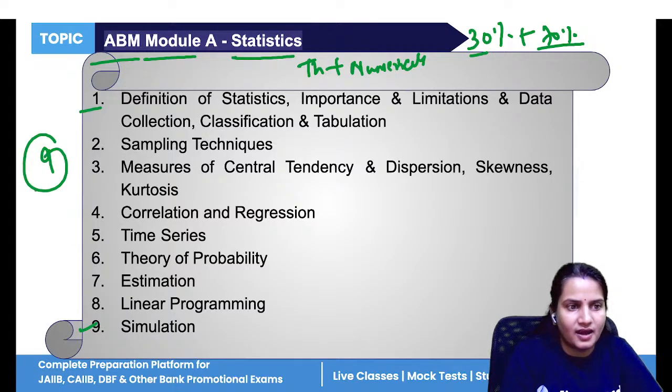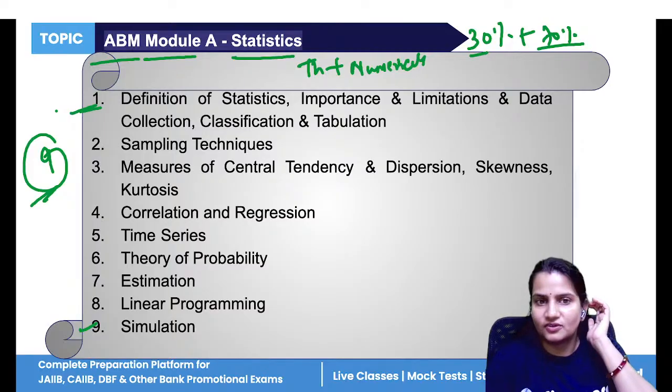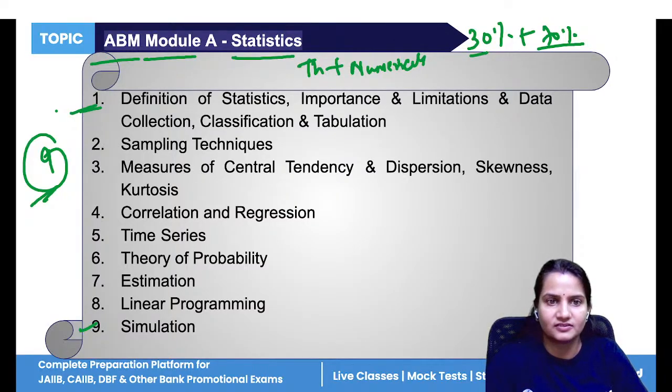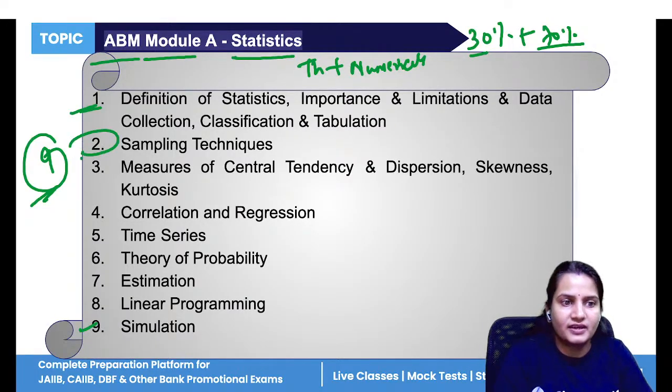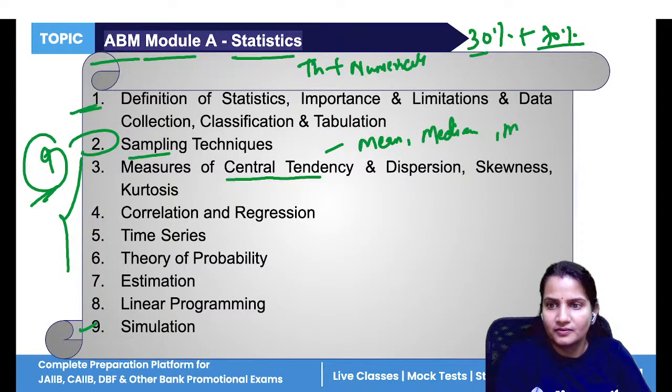We have a total of 9 units in module A. The first unit is all the basics of statistics, the fundamentals: what is statistics, the importance, the features, the advantages, the limitations, classification, all that. From the second unit onwards, you will see the numerical portion. We have sampling techniques, then measures of central tendency, where we will study mean, median, mode, how much your data is dispersed, the skewness, the kurtosis.